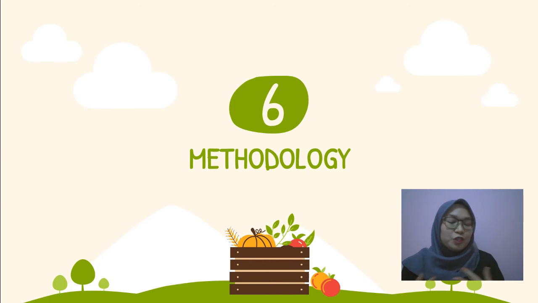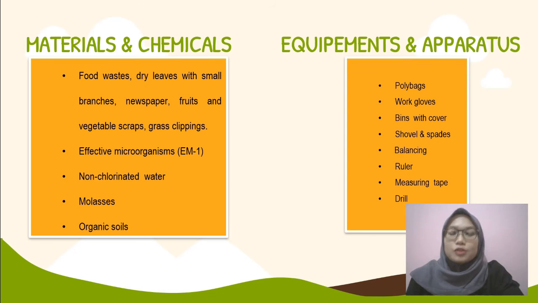In the part of the methodology, I have listed all the materials, apparatus, and also the preparation and the analysis that I need to use to complete my project. So here, the materials that I will use to develop my project. The main materials are the food waste, dry leaf with small branches, newspaper, fruits and vegetable scraps, and grass clippings. These are all the materials for the composting.